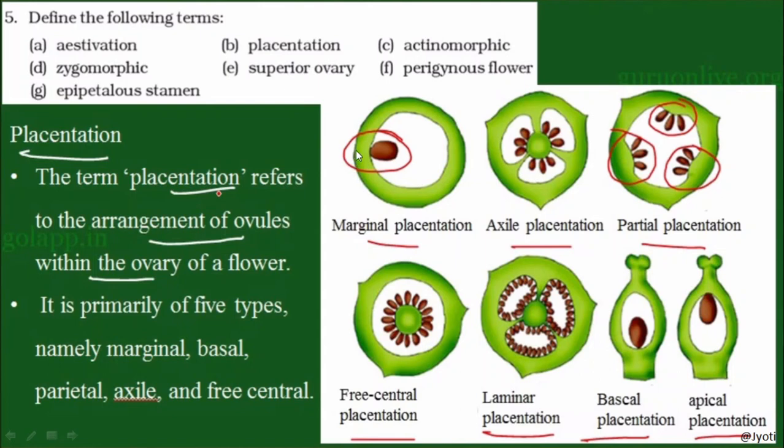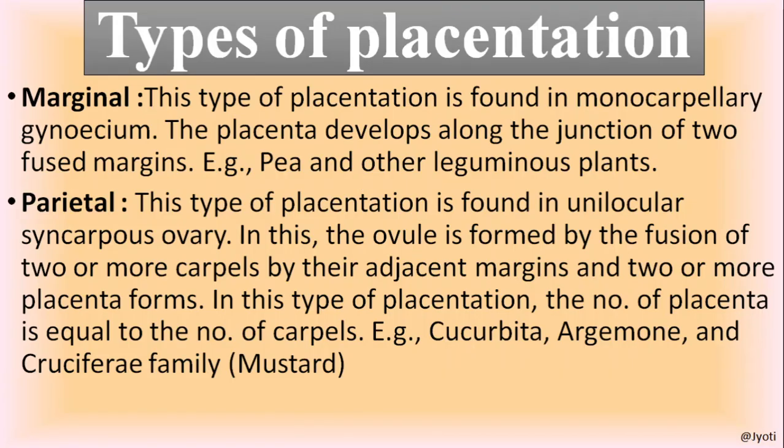So this is monocarpellary. How can you know that it is monocarpellary? Because the ovary has only one chamber. And this is the inner margin, the margin wall of the ovary, and the ovule is present here along with the placenta. So this is called marginal placentation. Next is parietal placentation. This type of placentation is found in a unilocular syncarpous ovary.